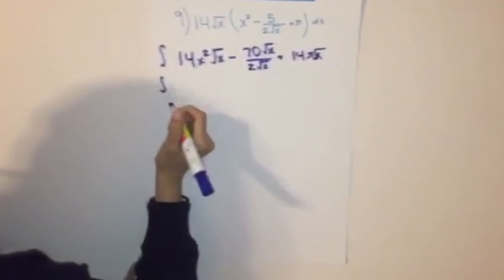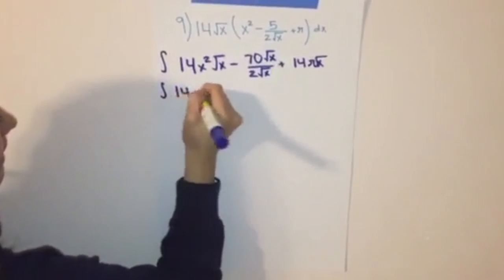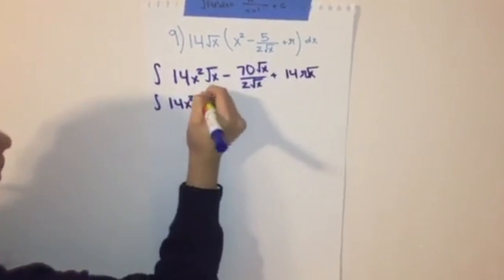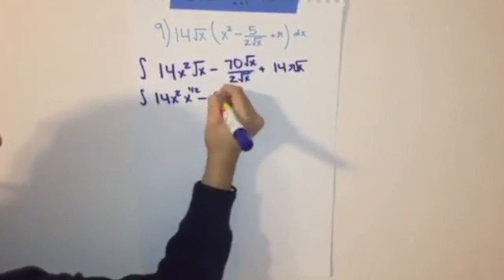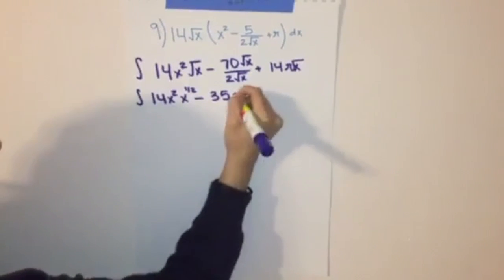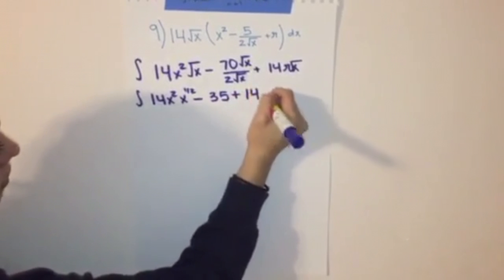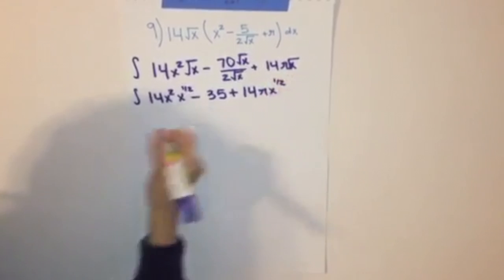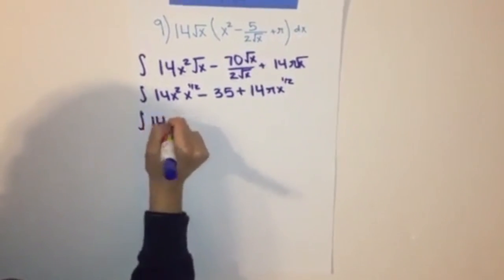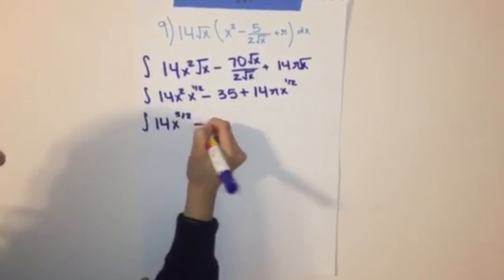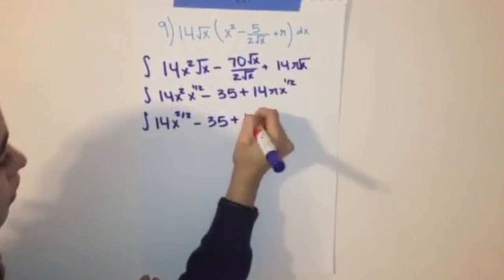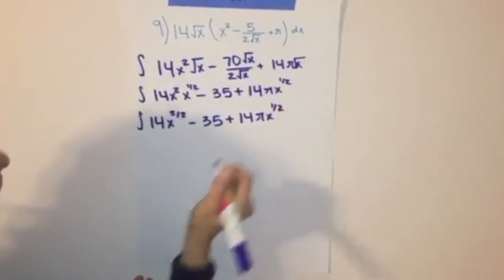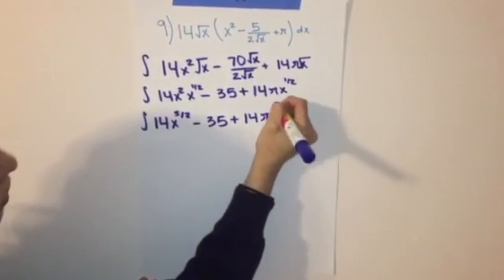Next, we are going to change the square roots to powers so we can add them. So it's going to be 14x squared times x to the power of 1 half minus 35 because we simplified the previous term plus 14 pi times x to the power of 1 half. Now we're going to add them. So it's going to be 14x to the power of 5 halves minus 35 plus 14 pi x to the power of 1 half.